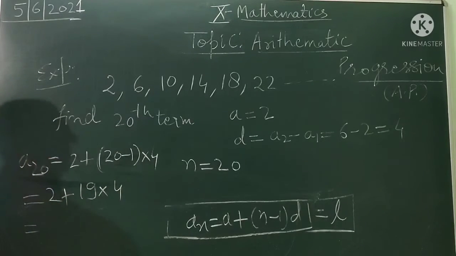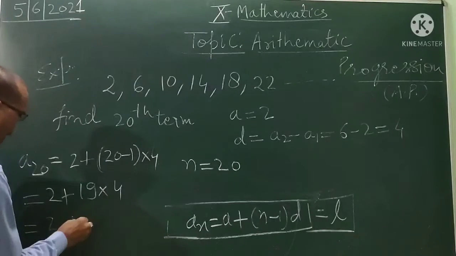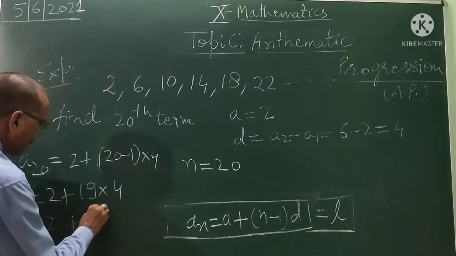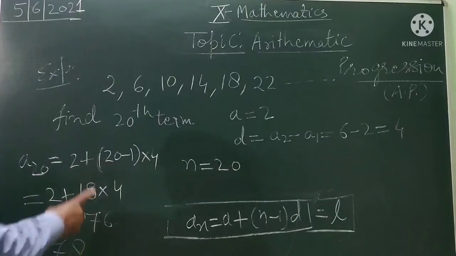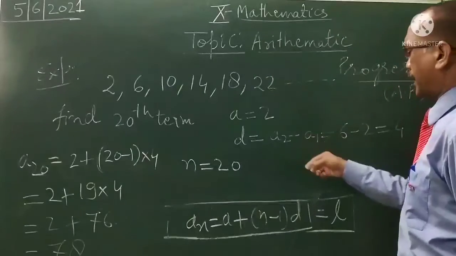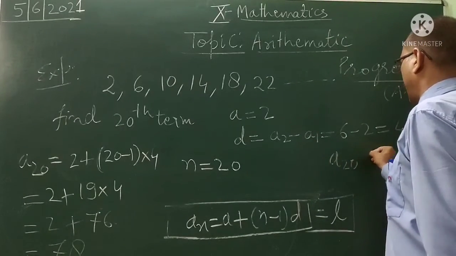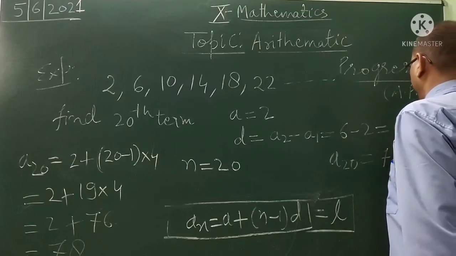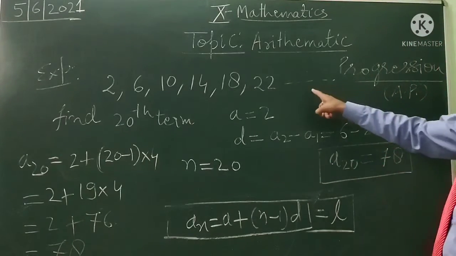Now 19 times 4 is 76. 2 plus 76 is 78. So we can say the 20th term of this AP is 78. So a20 equal to 78, the 20th term of this AP.